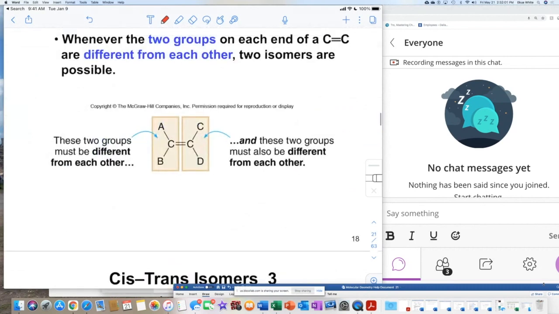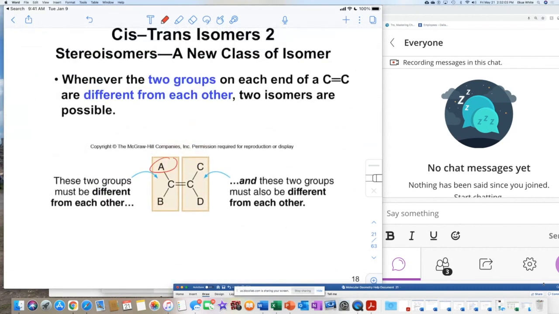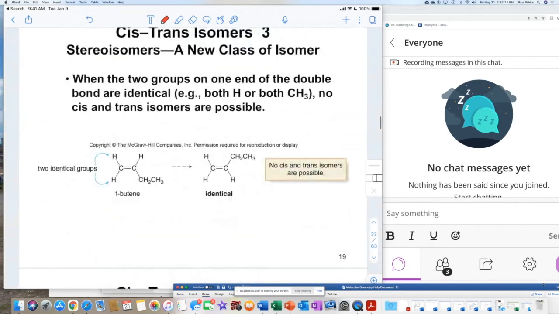Okay, so like we saw right here, once again, you want the two large groups on the same side to make it cis or trans. To make cis, same side; trans, opposite ends, right? So I won't spend a lot of time here.